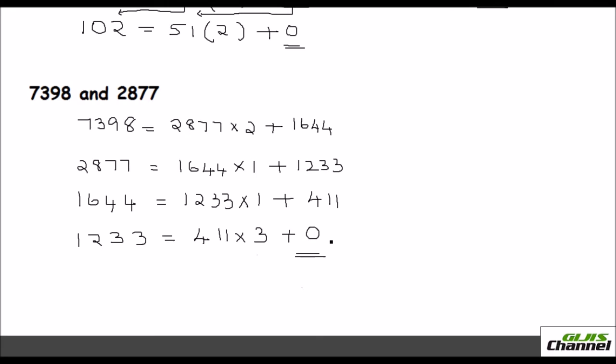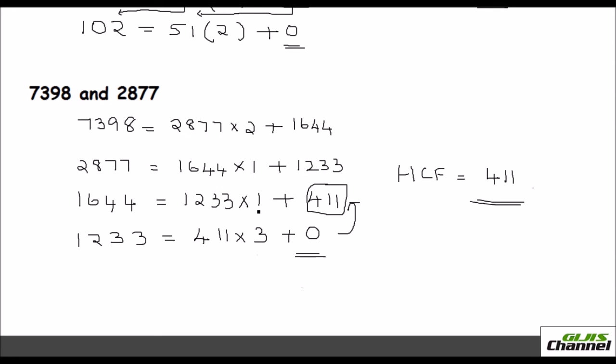So what happens? The previous remainder will be your answer. The HCF is 411. Here the HCF is 411. That's all. It is as simple as that.